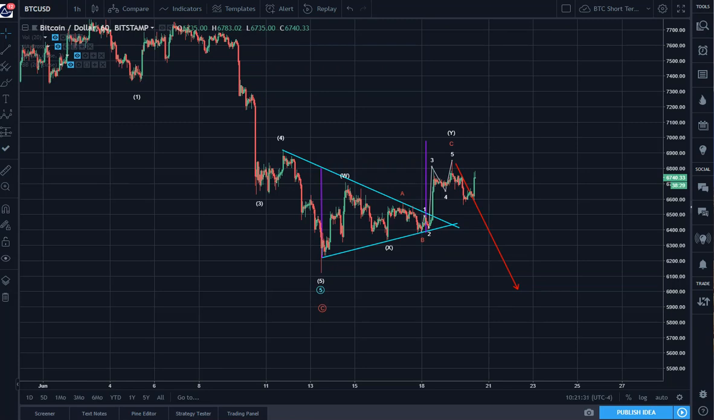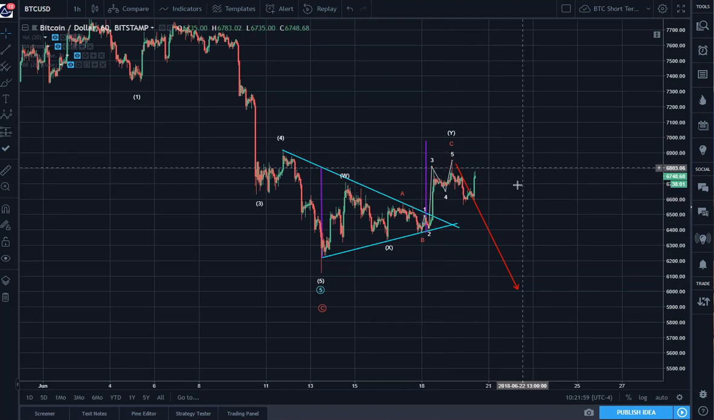Yesterday we left with this chart where the W, X, and the Y waves were being put in. These were subdivided, and they subdivided very nicely. A, B, C in the red. And the final C wave was 1, 2, 3, 4, and 5.